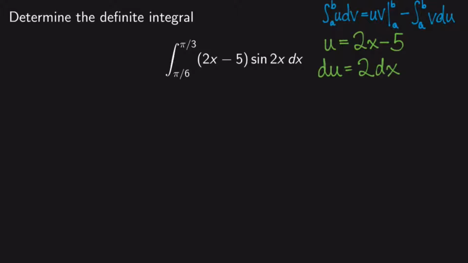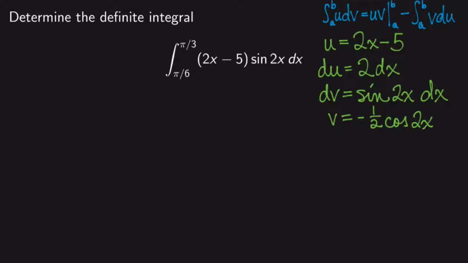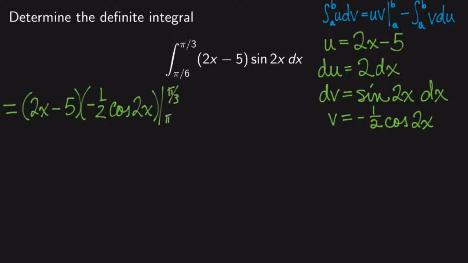And that definitely means that du is going to be 2 times dx. And so if that is going to be u, then everything else that's left is going to be dv, sine 2x dx. And so I can take the antiderivative of that, and I get negative 1/2 cos 2x for v. And now I'm going to slot all four of those things into my formula.